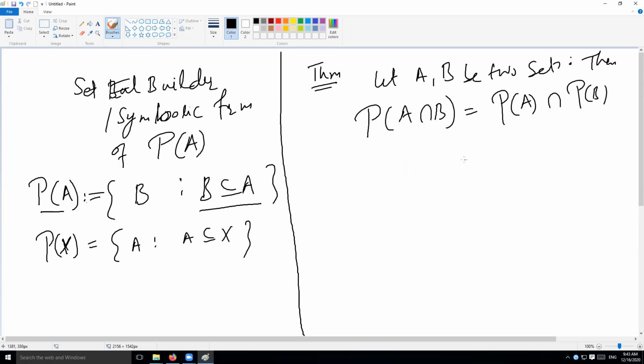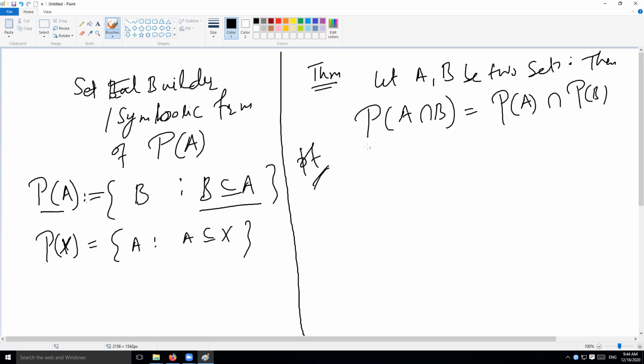All right. So the power set of A intersection B is equal to the intersection of the power set of A and the power set of B. That's what we have to prove, for example. All right. So how can I prove it?